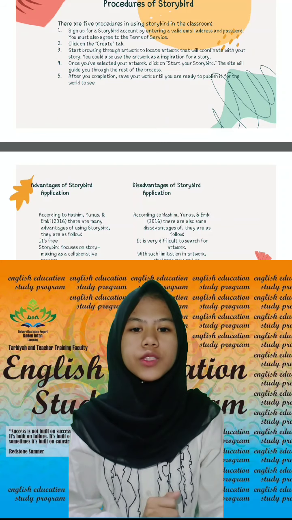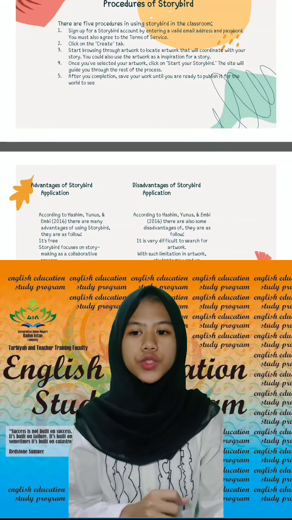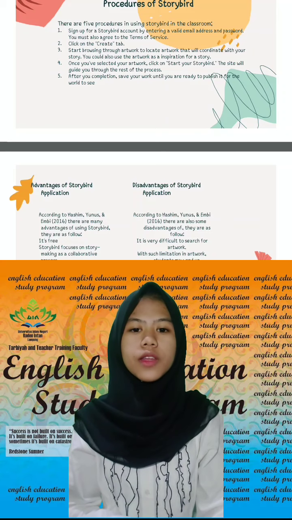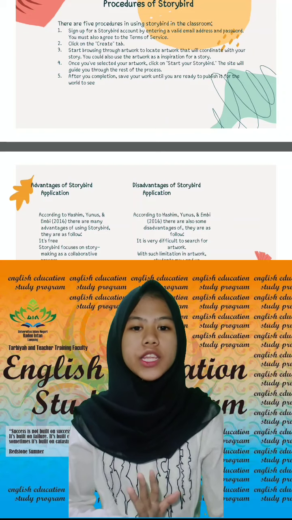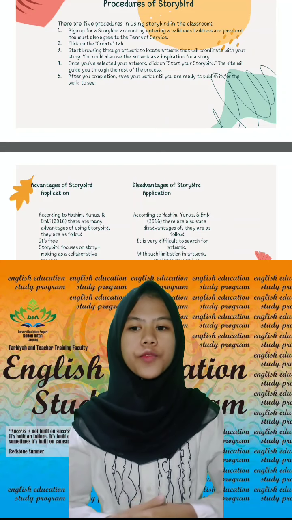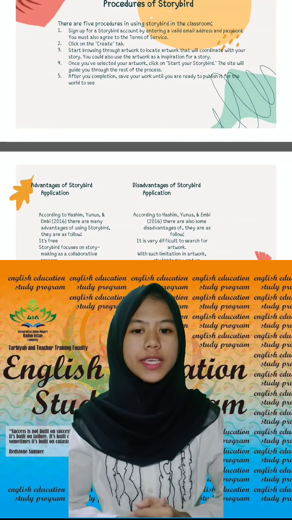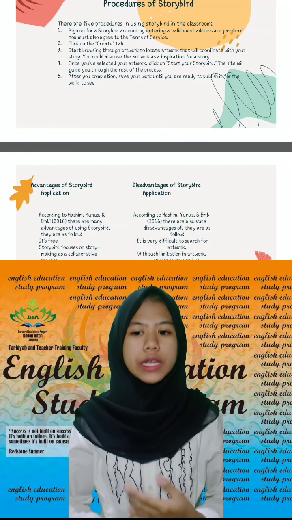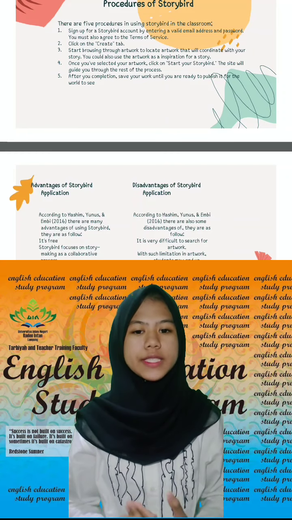So here I would like to mention some procedures of using the Storybird application. There are 5 procedures in using the Storybird application. The first is we can sign up for a Storybird account by entering a valid email address and also a password. Here, we should also agree to the terms of service.